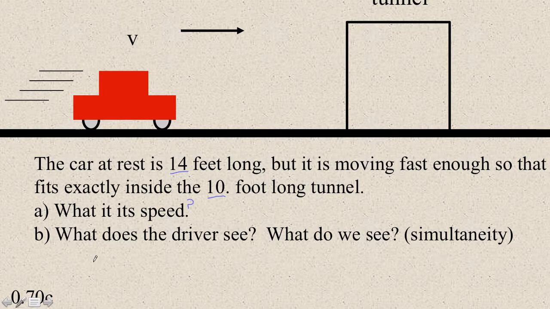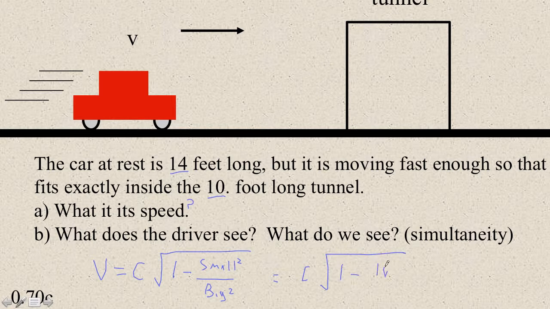Remember that the speed is always c times the square root of 1 minus small squared over big squared. So in this case it's c times the square root of 1 minus 10 squared over 14 squared. And I'm not even going to put the speed of light in there. I'm just going to go square root of 1 minus 10 squared divided by 14 squared, right parenthesis. And you get 0.69985, or roughly 0.70 the speed of light. So there's its speed.